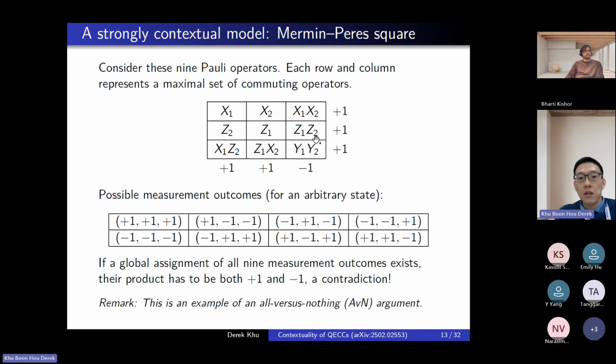And the answer is no, because if there were a consistent way to assign measurement outcomes to each context, then the product of all 9 would have to be both +1 and -1: +1 if you look at the rows, -1 if you look at the columns. So this is a contradiction, and therefore there is no consistent way to choose anything. So this is an example where there is no global section.